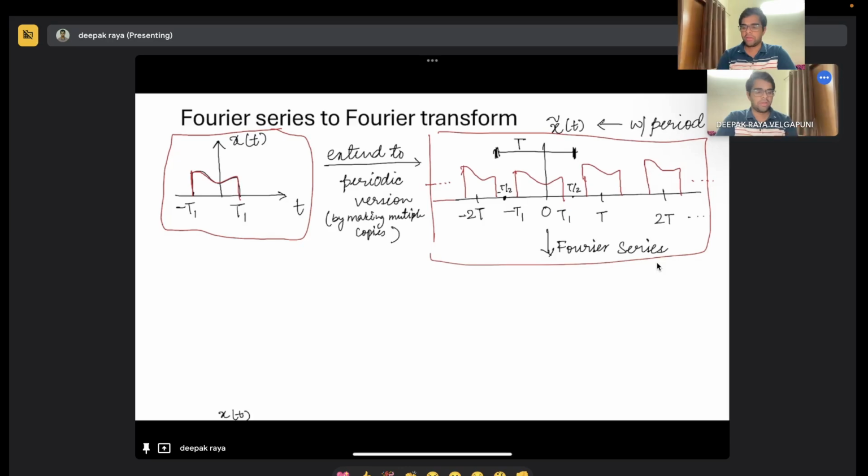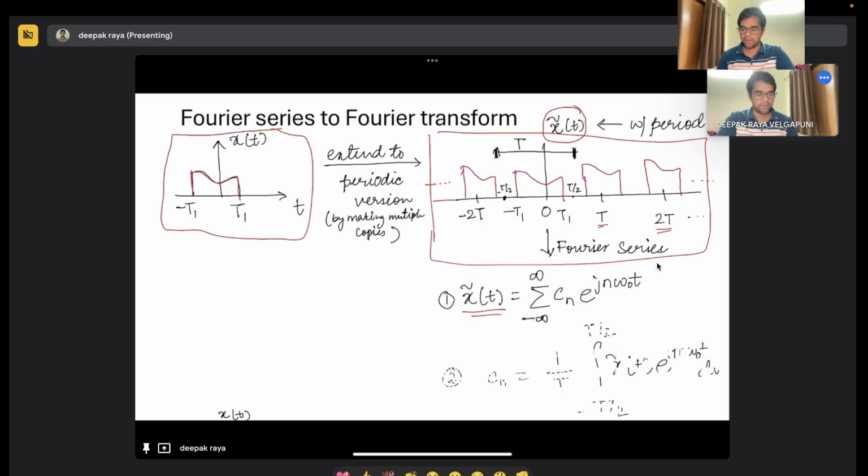Okay, so everyone understood this. We are just repeating the same replicas of the same signal at every time period T. We call this signal x tilde of t. Now since it's a periodic signal, we have a Fourier series for it. As seen in the exponential Fourier series, the periodic signal x tilde of t is a summation of complex exponentials e power j n omega naught t.